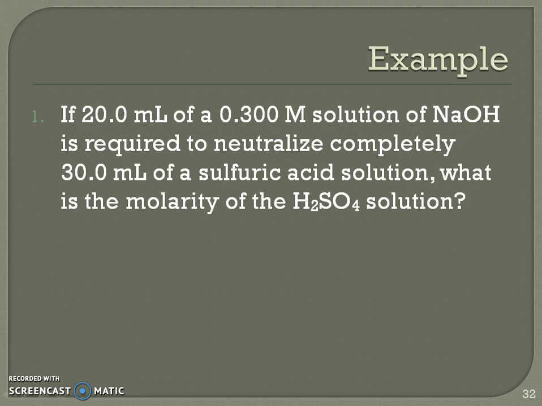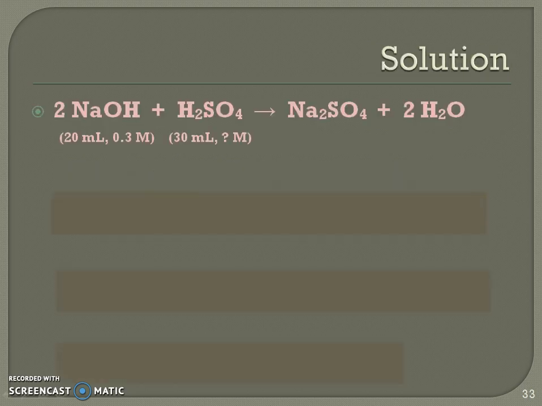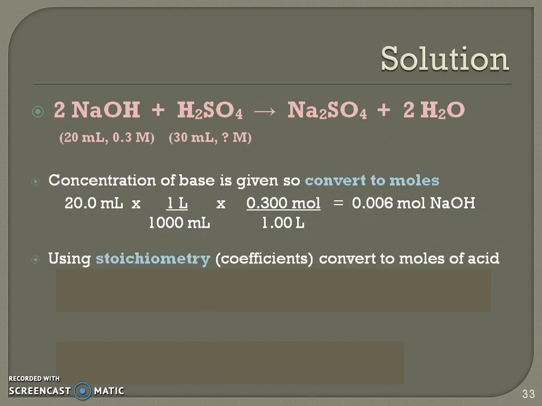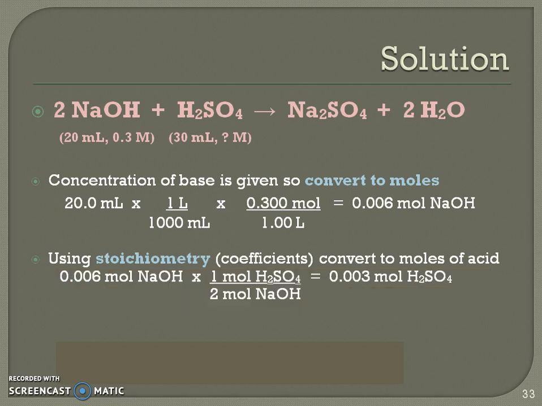So here's an example again of stoichiometry using an acid and base. So what do I have? I have milliliters and molarity of the NaOH. I have milliliters of my acid, but I want to know molarity. So no matter what, I'm starting at my base and I'm going to my acid, because that's where my question mark is. So convert to moles. Use stoichiometry, convert to moles of the acid, right? We start with the moles of the base, go to moles of the acid.